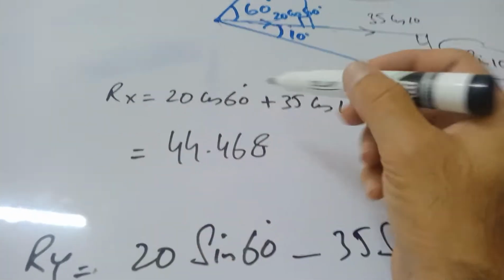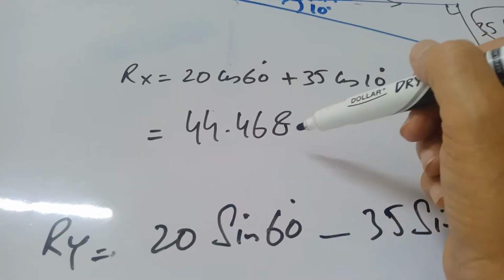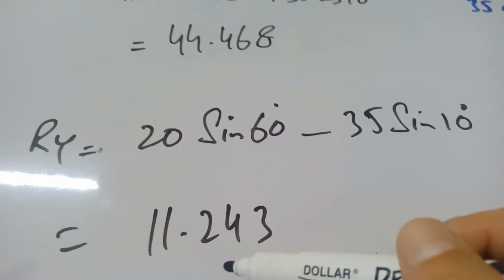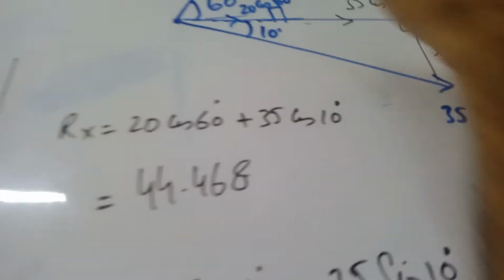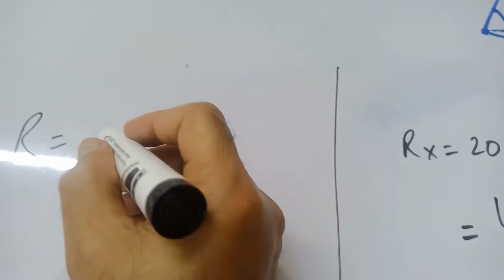So we have this Rx 44.468 and this is the Ry. Now let us find the R, the resultant of these two forces.